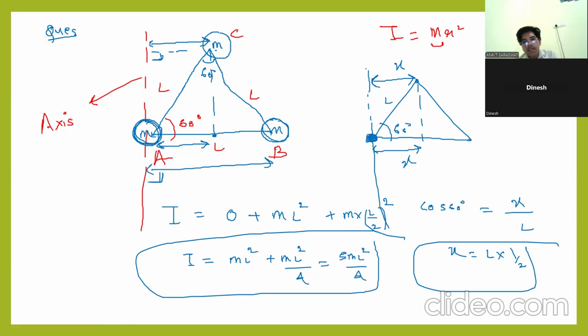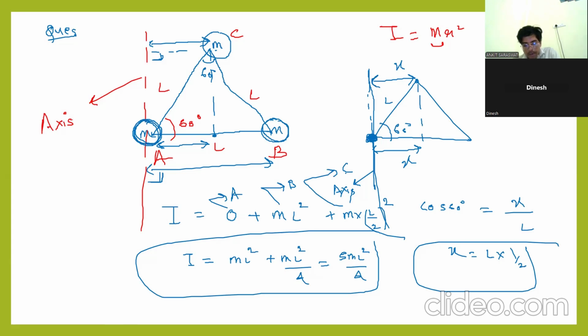Okay, sir, the axis is passing through this mass. So for B it is ML square and for C it is M into L by 2 whole squared. Since the masses are equal, this is for the mass placed at A, this is for the mass placed at B, and this is for C.